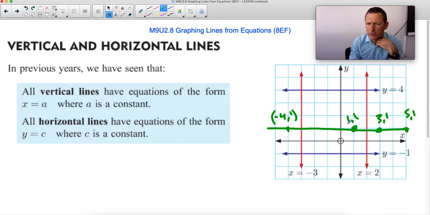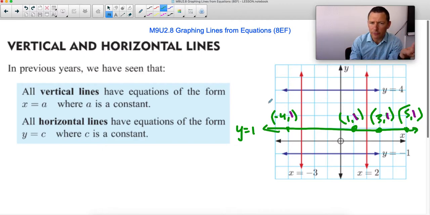It's horizontal, so what you notice is the only thing that's changing is x. The thing that's not changing is that y value is always 1, right? So the equation for this is y equals 1. That gives you the equation of this horizontal line. They play by a little bit of a different rule.